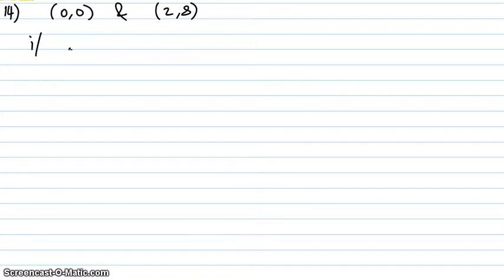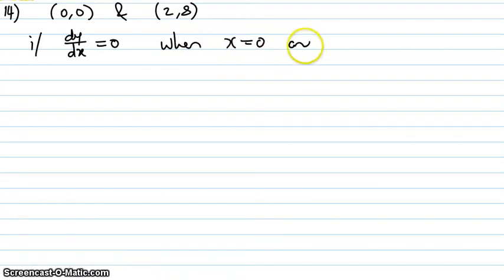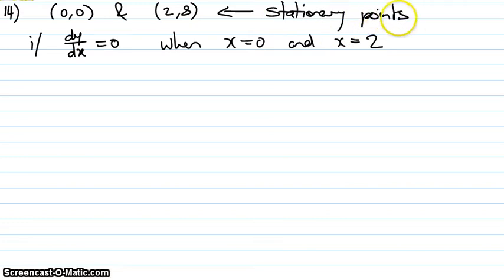Okay, so how do we do this? Well, we can see from the graph, and this is the first graph I'm referring to, dy/dx equals 0 when x equals 0 and when x equals 2, just reading off the graph. So we can see that these 2 points, (0, 0) and (2, 8), are stationary points. So all we need to do is determine whether they are maxima or minima.